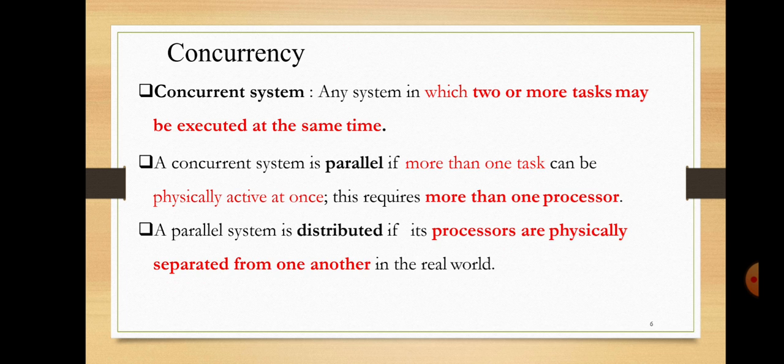Concurrent system: any system in which two or more tasks may be executed at the same time is called a concurrent system. A concurrent system is parallel if more than one task can be physically active at once. This requires more than one processor. A concurrent system is said to be parallel if more than one task can be physically active at one time. A parallel system is distributed if the processes are physically separated from one another in the world. So concurrent system, then parallel, then distributed.